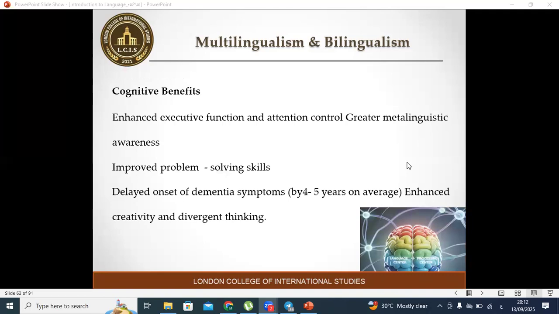Cognitive benefits: enhanced executive function and attention control, greater metalinguistic awareness. Improved problem-solving skills, delayed onset of dementia symptoms by 4 to 5 years on average, enhanced creativity and divergent thinking.